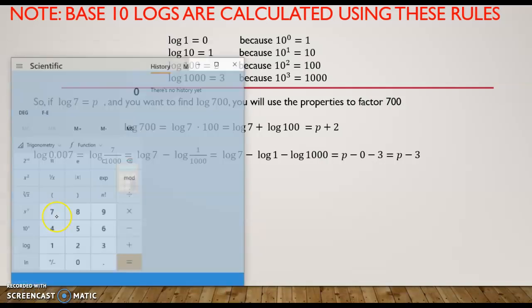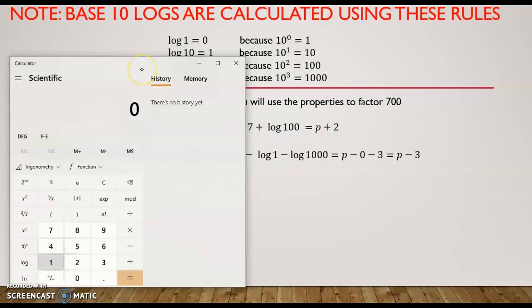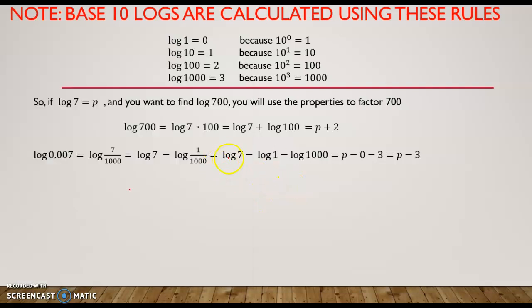Calculator. So if I did log of 7, I get 0.8451. So I would have 0.8451 minus log of 1. Well, log base 10 of 1 would be 0, because 10 to the 0th equals 1. So minus 0, minus log of 1,000. Well, that is 10 cubed, so we get minus 3.